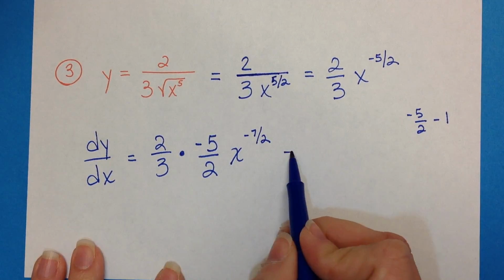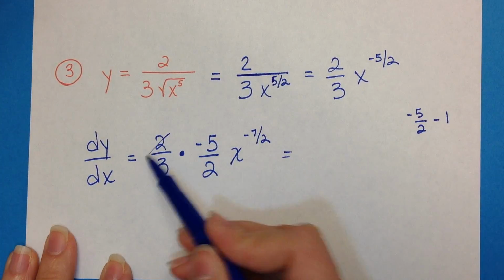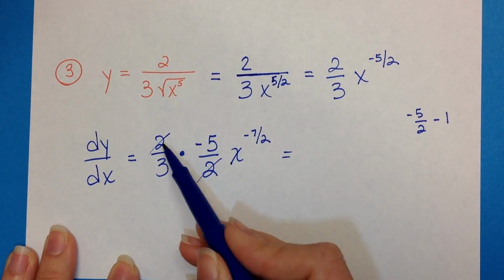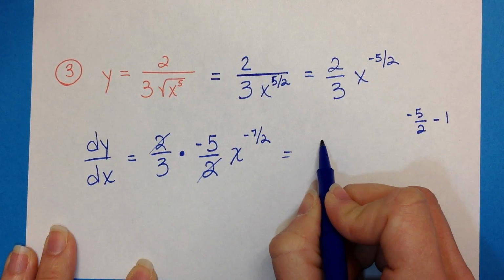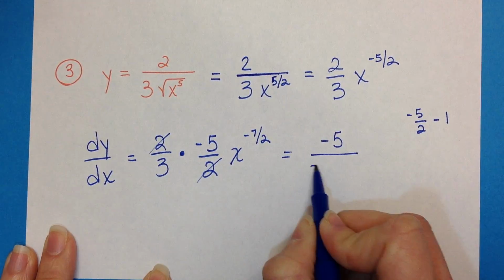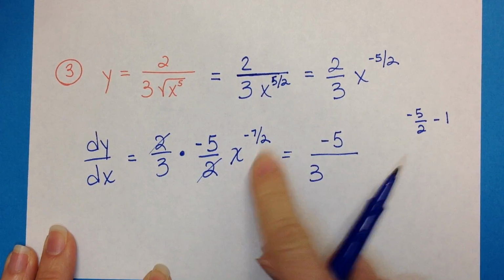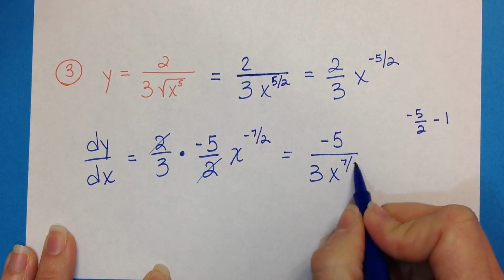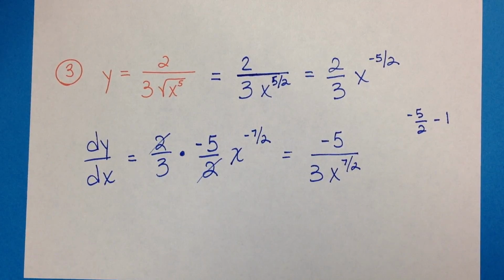Okay, I do need to rewrite this. Of course, here you can say your 2's cancel out and you're left with negative 5/3. But then you do need to bring this to your denominator so that your final answer is written with a positive exponent.